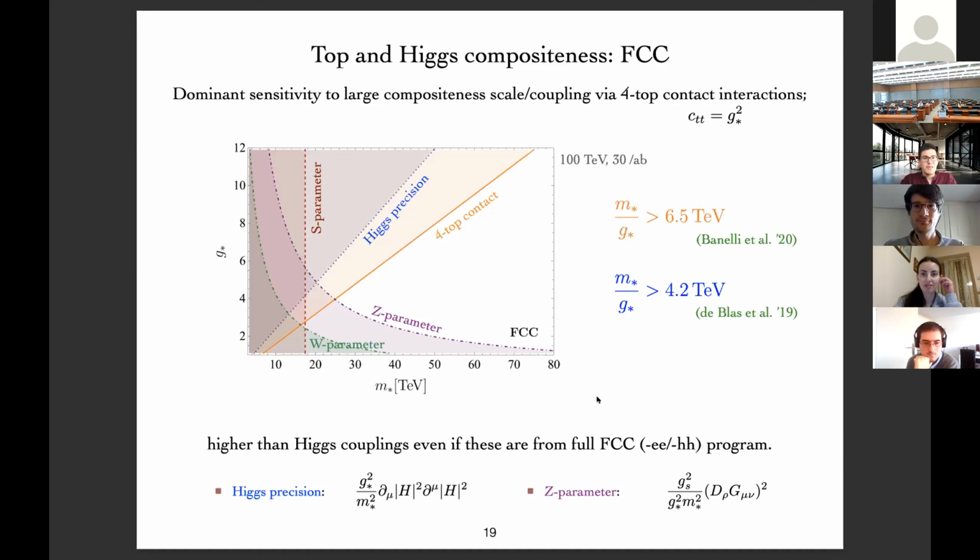In addition, again taking exactly the same value for the Wilson coefficient of the four-Higgs operator that enters Higgs-positron data, we find that four-top production provides a larger coverage of the m_star g_star plane, even if this 4.2 TeV from the Higgs has been derived taking into account not only the hadron-hadron, but also the electron-positron phase of the FCC.